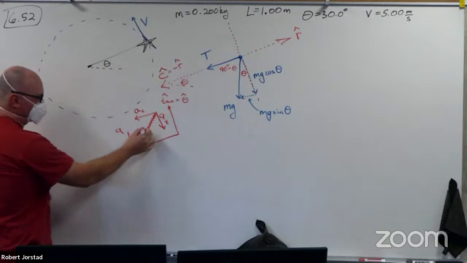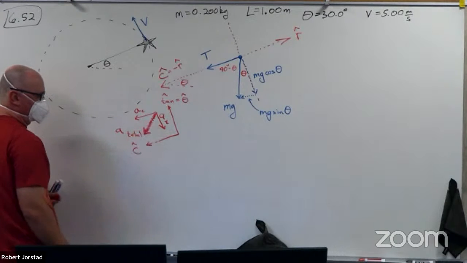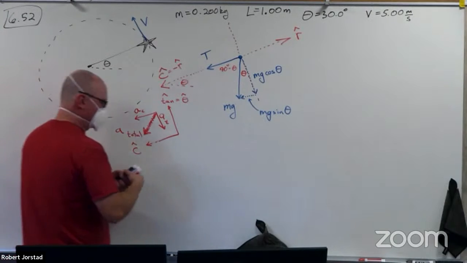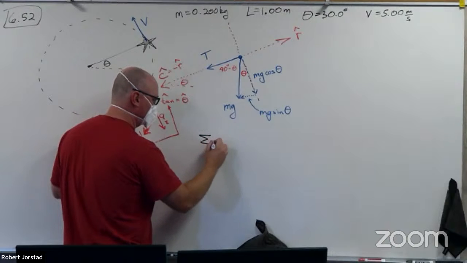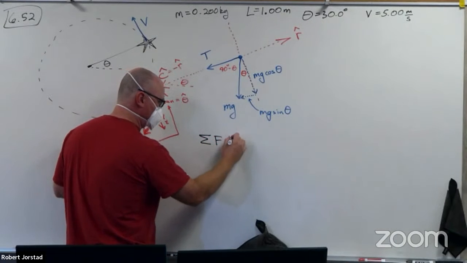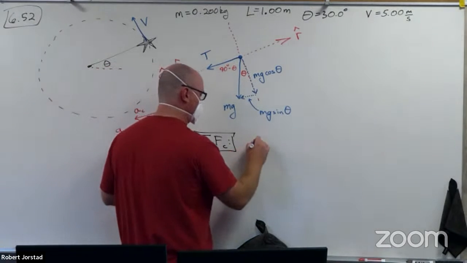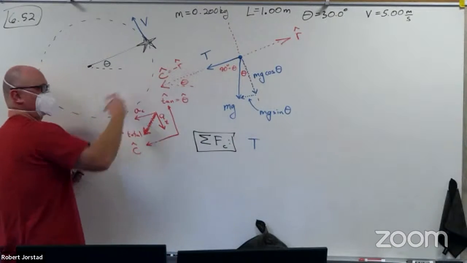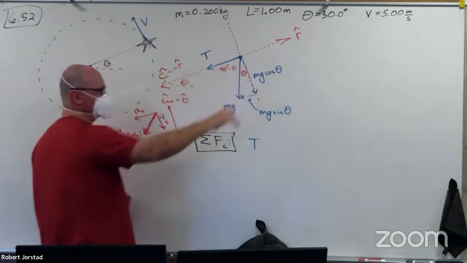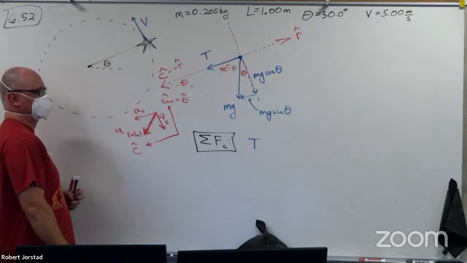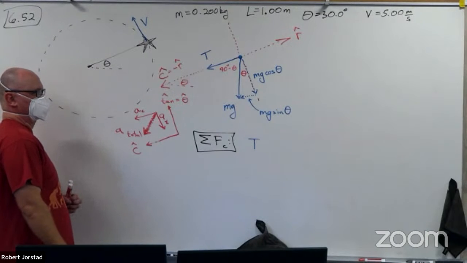Okay. All right, so in this case, give me the sum of forces in the centripetal direction. Somebody give me one force centripetal. T. T, I love it. Positive or negative? Positive. With positive centripetal. If we had done R hat, it would be negative. Okay, what else? Anything else or not?